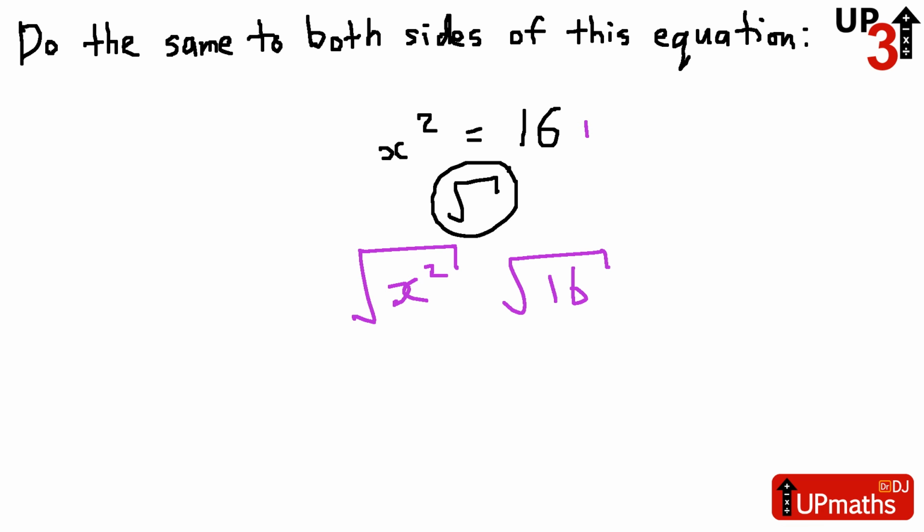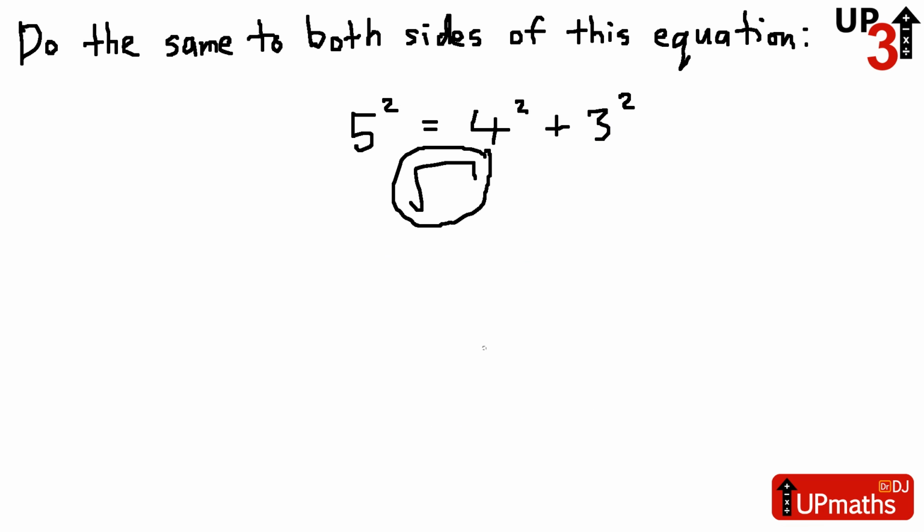You might have simplified it just to be x equals plus or minus 4, maybe. But that wasn't what I said to do. Well, at least that wasn't what the question said. I'm going to square root both sides.